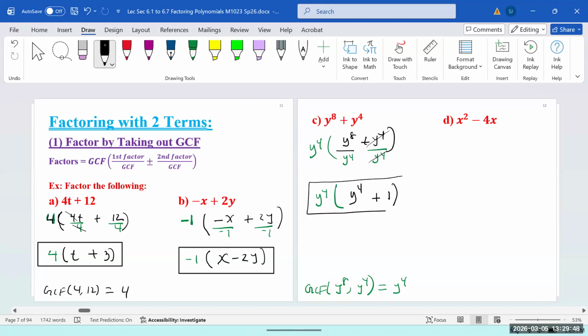And if you're not sure whether it's y or 1, no problem. Do the thing manually. y to the 4 divided by y to the 4 means we have y divided by y. So all the y's cancel out. What is left? 1.